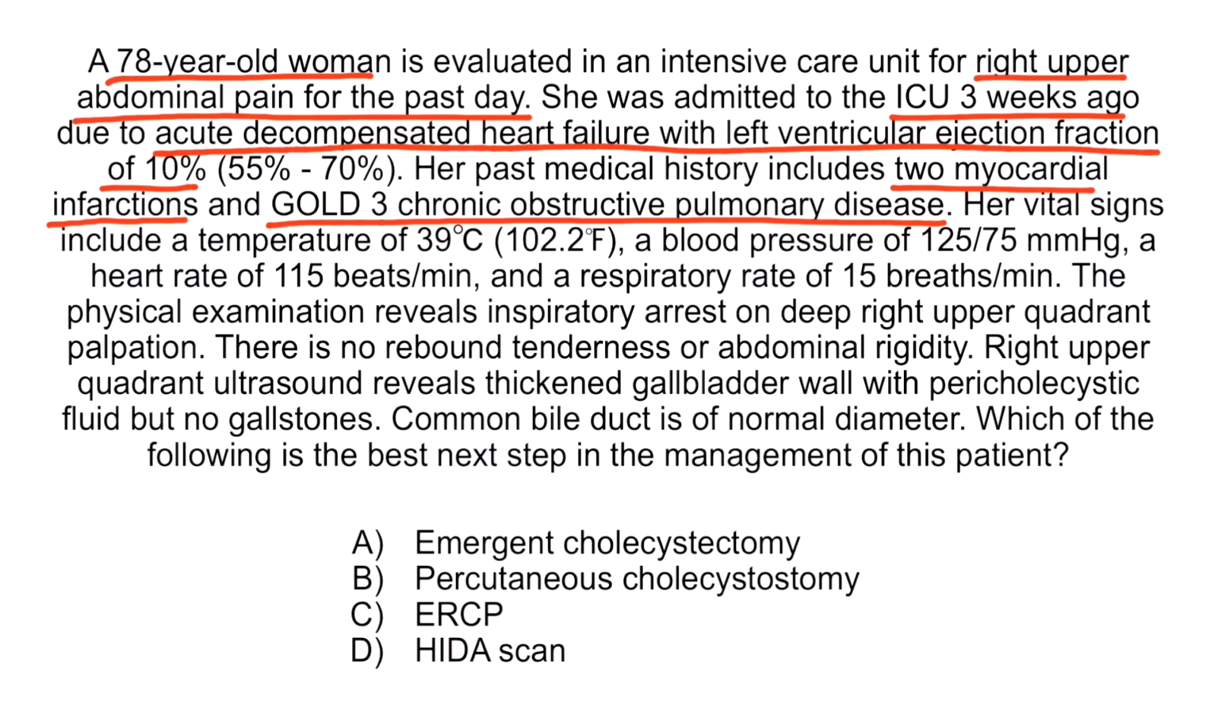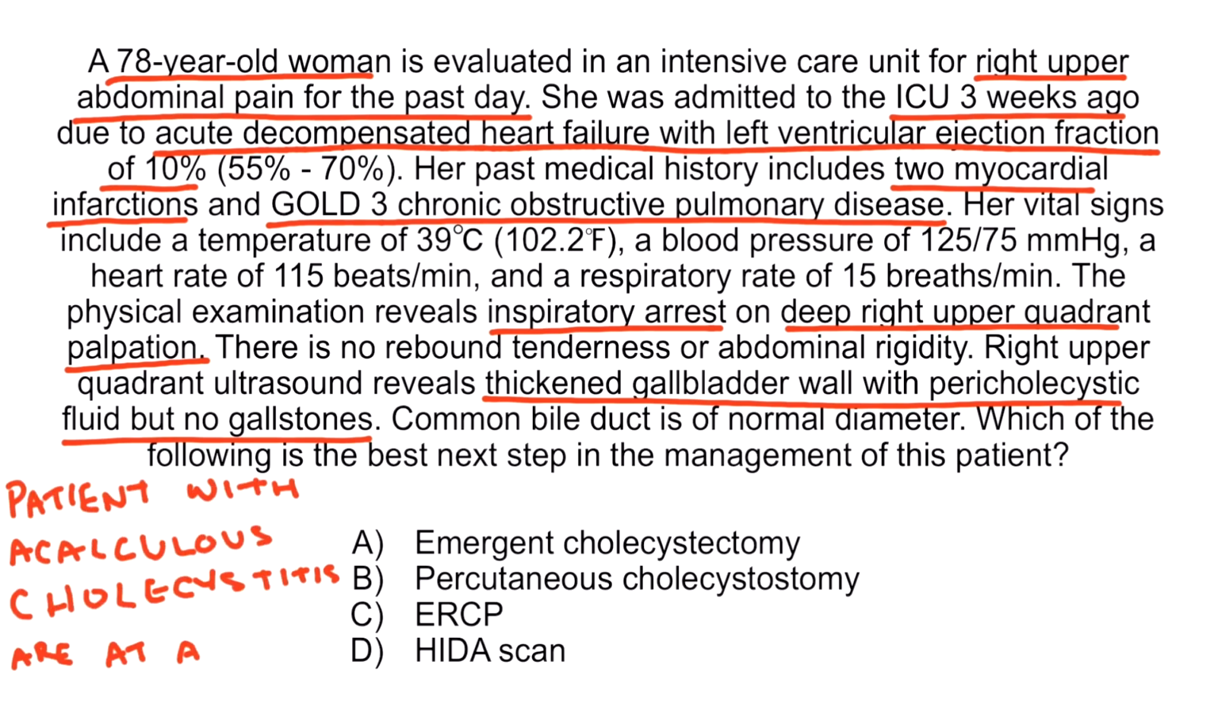Physical exam reveals inspiratory arrest on deep right upper quadrant palpation. This sign is known as Murphy's sign and is indeed suggestive of acute cholecystitis. Right upper quadrant ultrasound reveals thickened gallbladder wall with pericholecystic fluid but no gallstones. Absence of gallstones along with classic radiographic signs of cholecystitis confirms the diagnosis of acute acalculous cholecystitis.